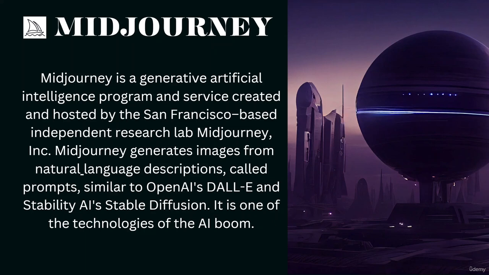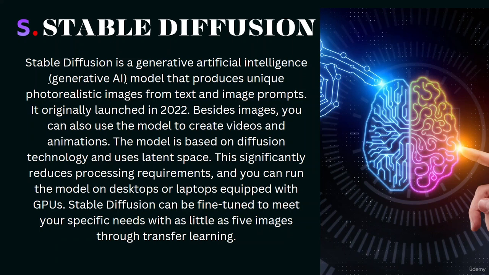And lastly, we are going to talk about Stable Diffusion. Stable Diffusion is software by Stability AI. It is basically a generative artificial intelligence, or you can also call it generative AI. That model produces unique photorealistic images from text and image prompts. Let's say you want to create some realistic images, or some image art. In that case it will decode your text and give you that image prompt, and from there you can choose one and work in detail on that particular image.